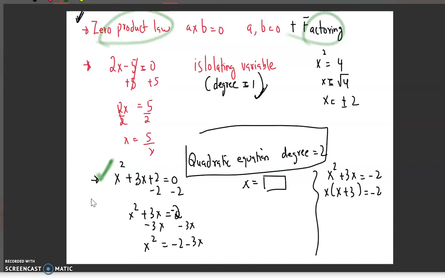So don't forget, isolating still works as long as you have degree 1. So that is something you are going to keep using. We don't stop using it. We're just adding another tool to our belt, which is using factoring and the zero product law in order to solve quadratic equations.